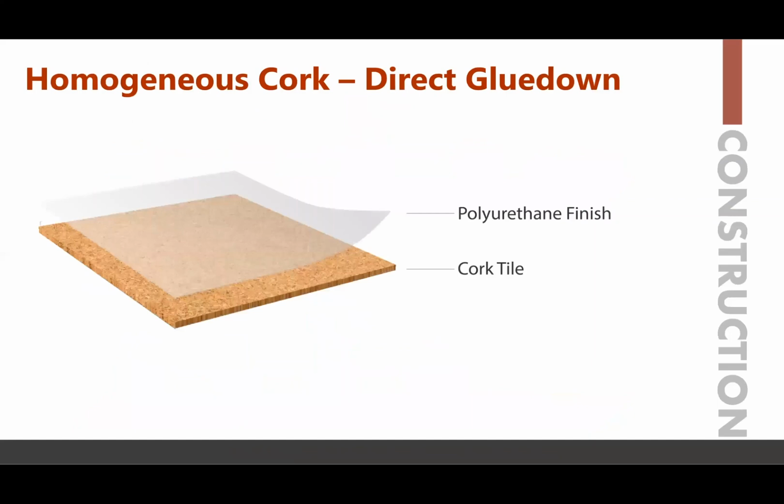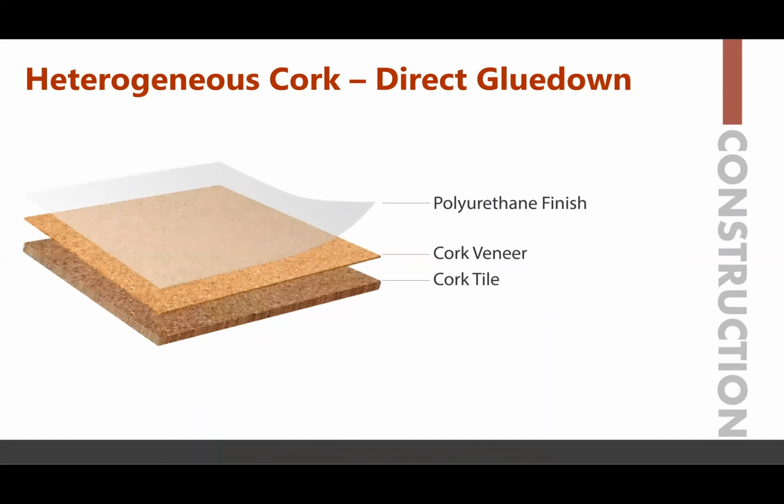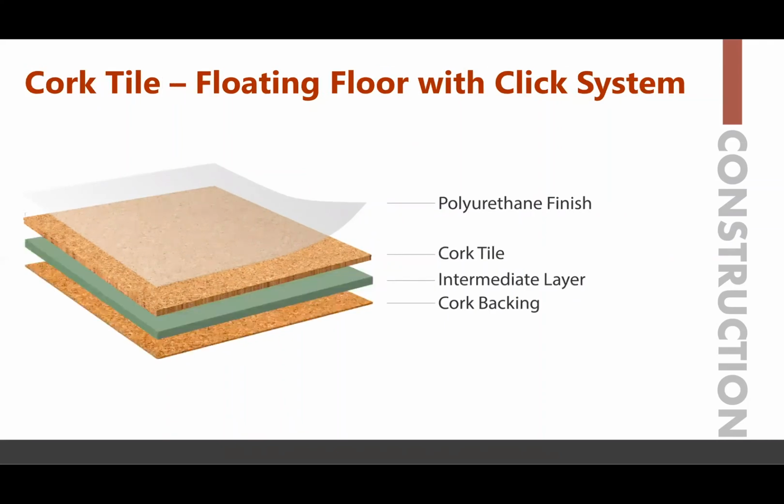So there's homogeneous cork, which is a direct glue down, which is the cork tile and a simple polyurethane finish on the tile itself. Heterogeneous cork is a direct glue down, and it has a cork tile, a cork veneer, and polyurethane finish, so it has layers. Then a floating floor with a click system, which would be similar to what we talked about with the LVT process or the rigid core that also have click systems available. It has cork backing, an intermediate layer, then cork tile, and then a polyurethane finish.